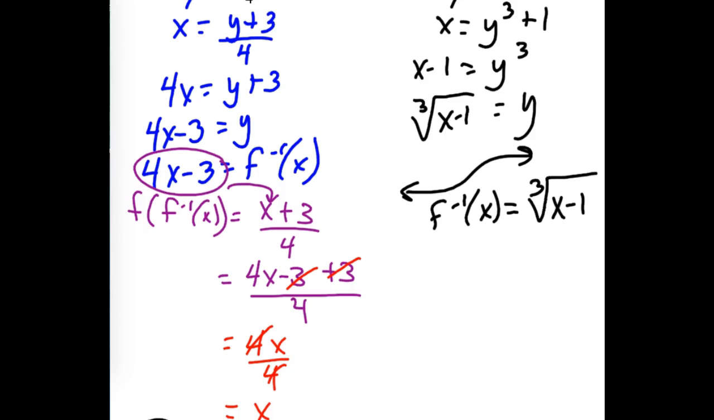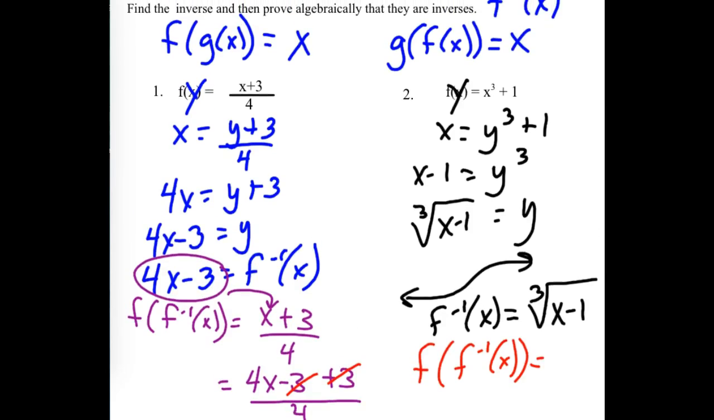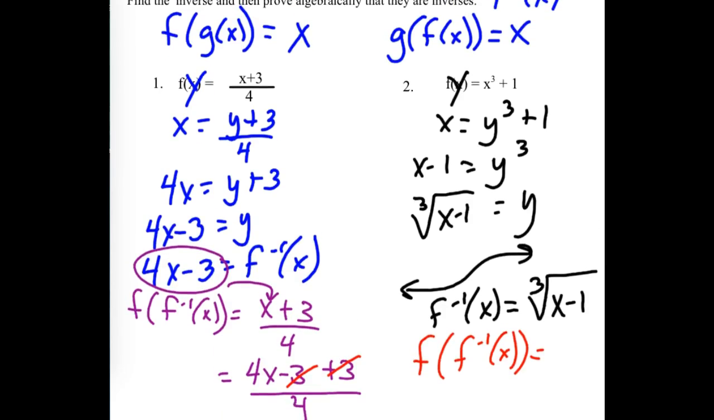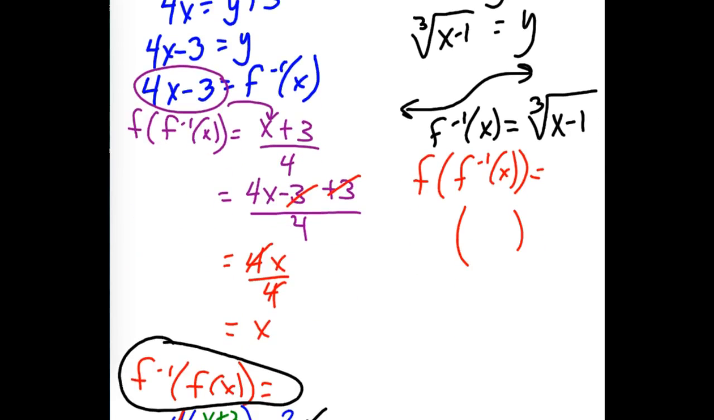Okay? Again, we're going to do our two compositions. So let's take the original with its inverse. Our original function was x cubed plus 1, so something cubed plus 1, and we are going to dump our inverse function in there. Okay, what cancels first?